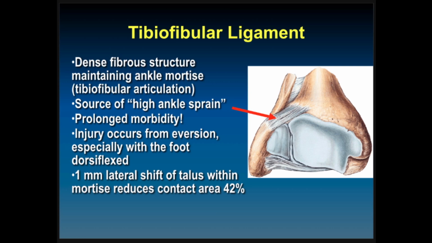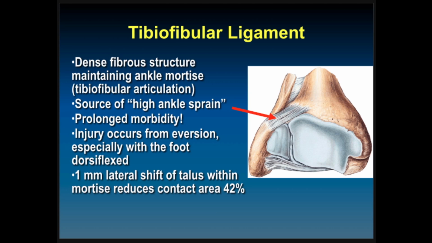The tibiofibular ligament is a dense fiber structure that maintains the ankle mortise. We see a lot more high ankle sprains, particularly in offensive linemen. Typically that's a dorsiflexion injury where the anterior aspect of the talus jams up against the anterior tibia and spreads the mortise, spreads the fibula away from the tibia. Prolonged morbidity takes a lot longer to get over, occurs in eversion with the foot dorsiflexed.